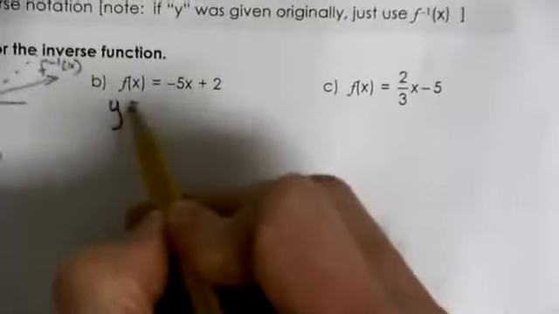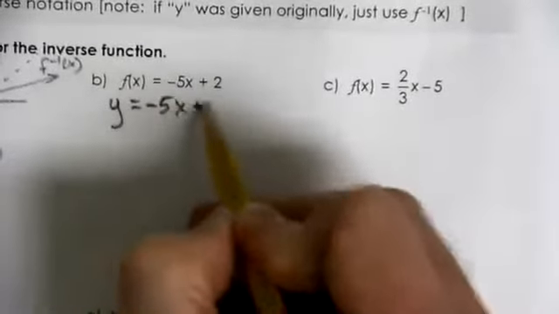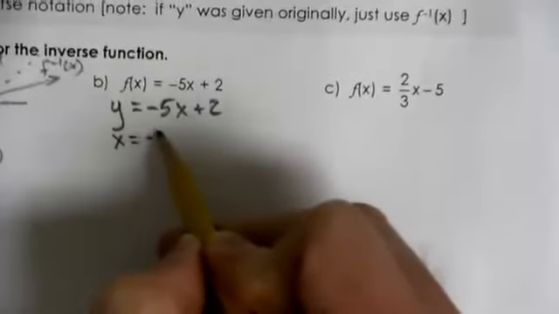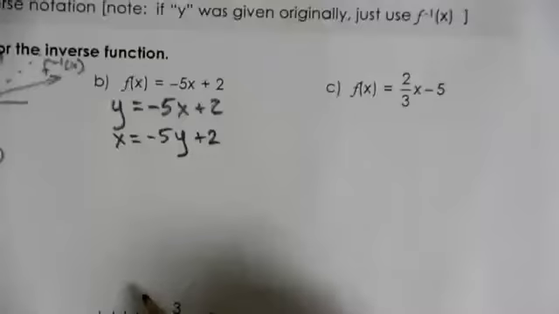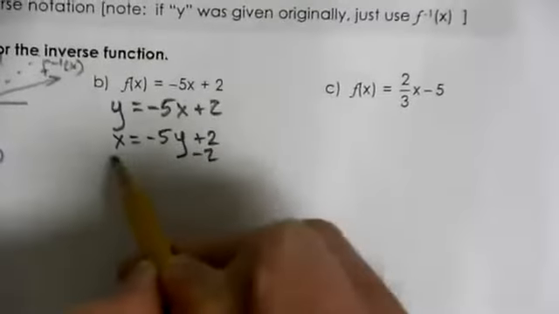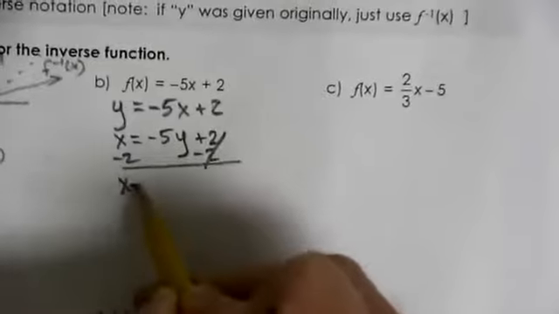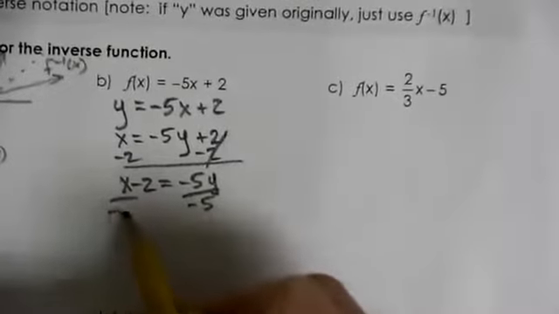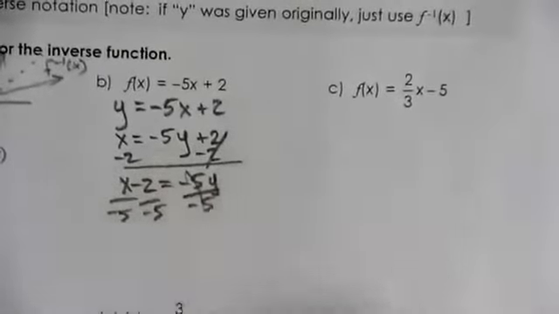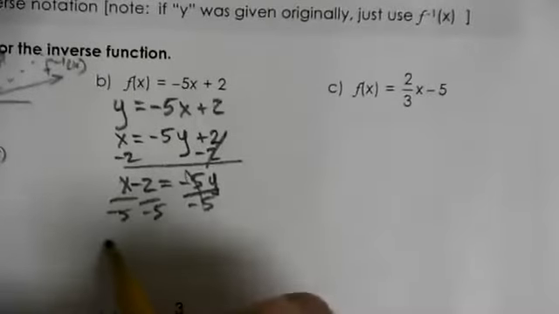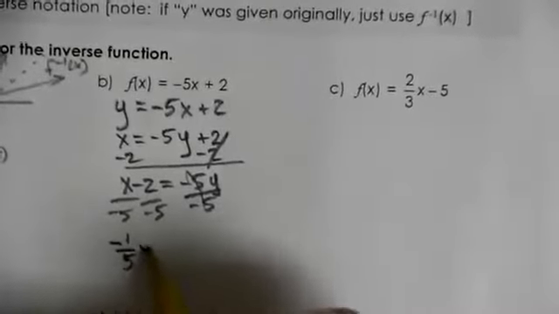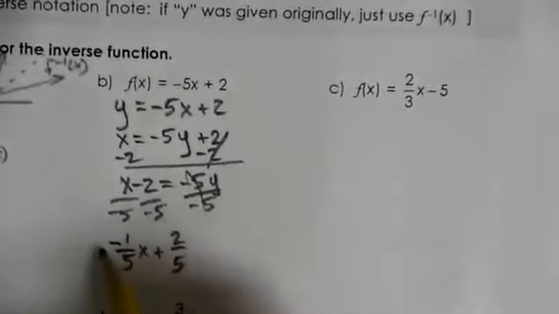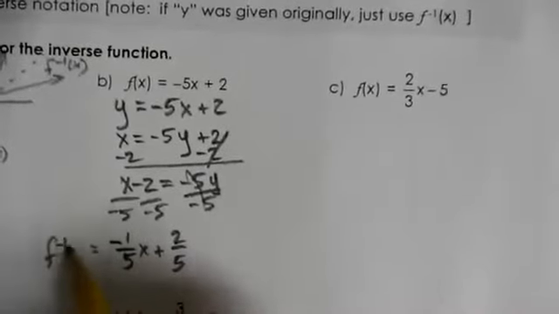So we first have to turn f of x into a y. Then we switch the x and the y. And we solve for the y. We're going to divide by -5 to both of the terms. That's going to give us -1/5 x plus 2/5. And that's going to be f inverse of x.